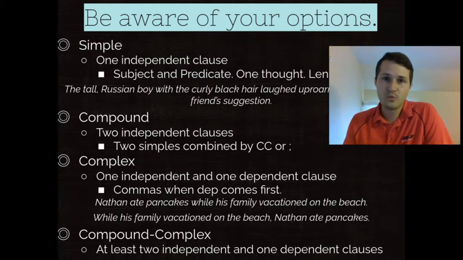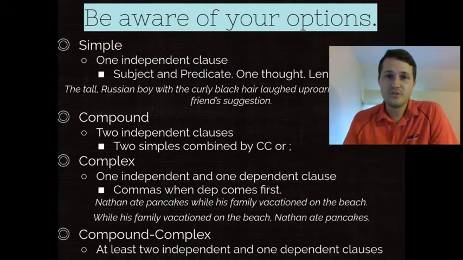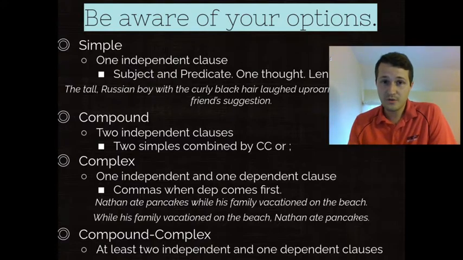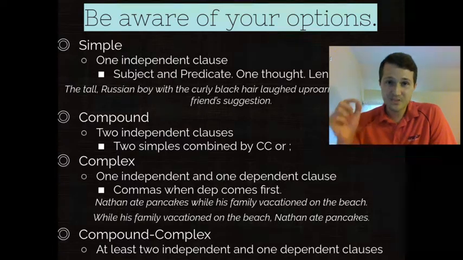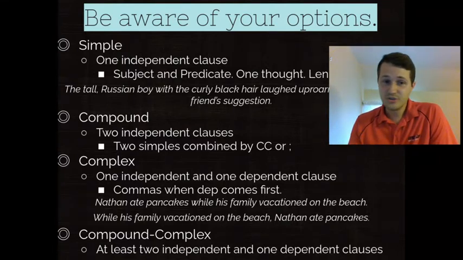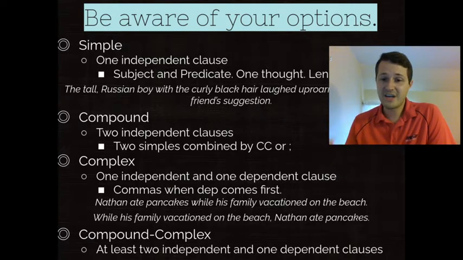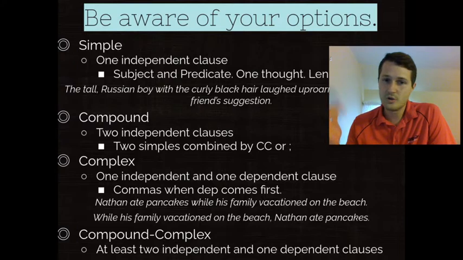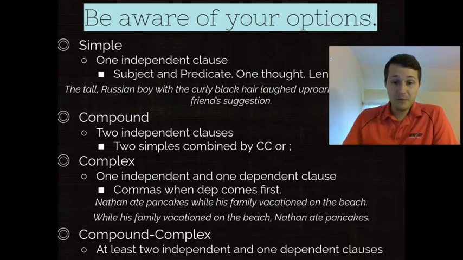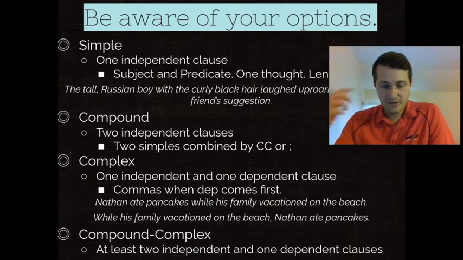Now, here's a common rule I want you to understand. If your dependent clause comes first, you have to separate these two things with a comma. If your dependent clause comes second, you do not. So in this example, Nathan ate pancakes while his family vacationed on the beach. Nathan ate pancakes is a complete thought. That's what starts us, so you don't have to separate that with a comma. But if I flipped it and said, while his family vacationed on the beach, that's not complete, comma, Nathan ate pancakes. Think about it that way.